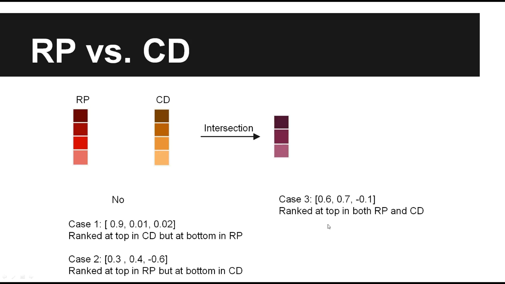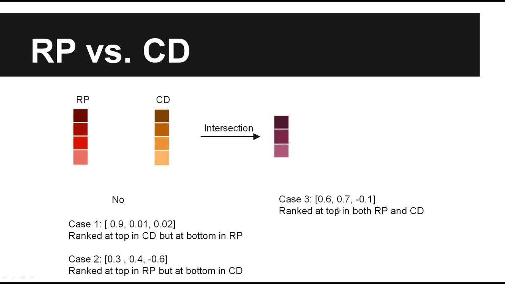But there's still this case 3. This is also a single gene, with 3 component values in 3 different replicates. It has 2 fairly large positive component values in 2 replicates and a relatively small negative value in the third replicate. The average will still be large, so it will be ranked at the top in the CD method. And since 2 of its components are large, it will also rank at the top in the RP method.